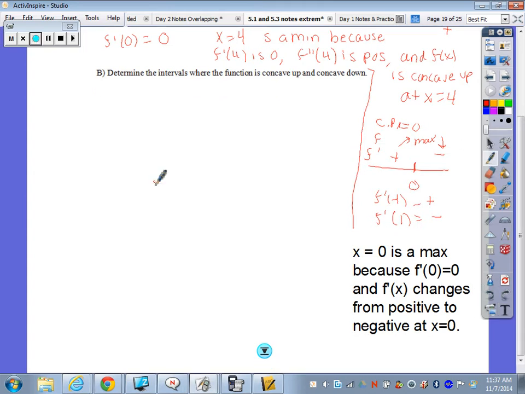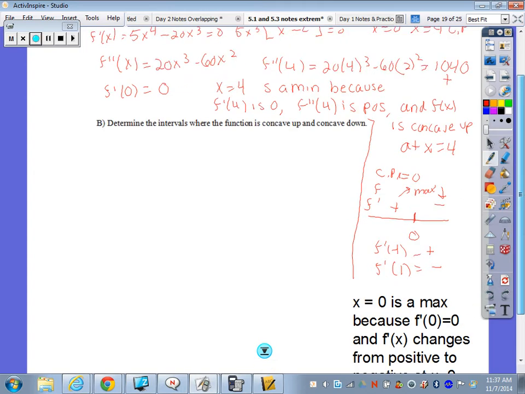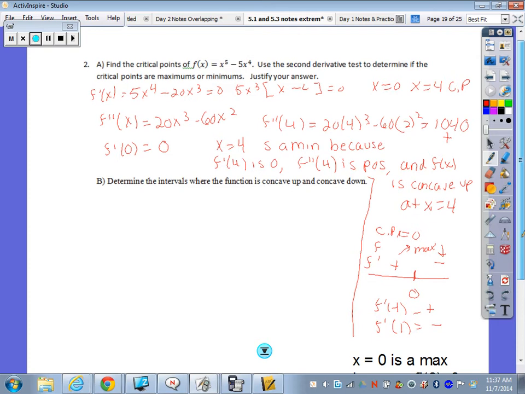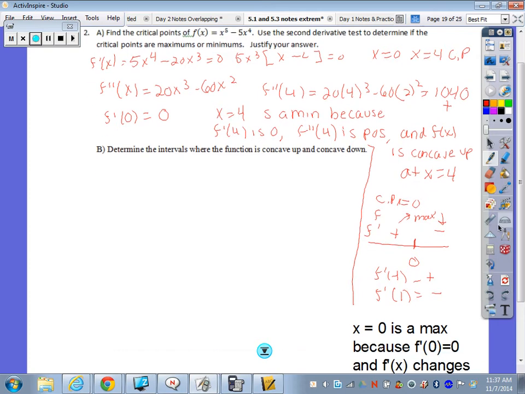So that gives me the max and mins, and the only reason we had to go back and do the first derivative test is because the second derivative gave me 0, so it's inconclusive. Then to determine where the function is concave up or concave down, I'm going to do a sign chart with my second derivative again. I'm going to put my two values where the second derivative is 0, which I didn't find yet.